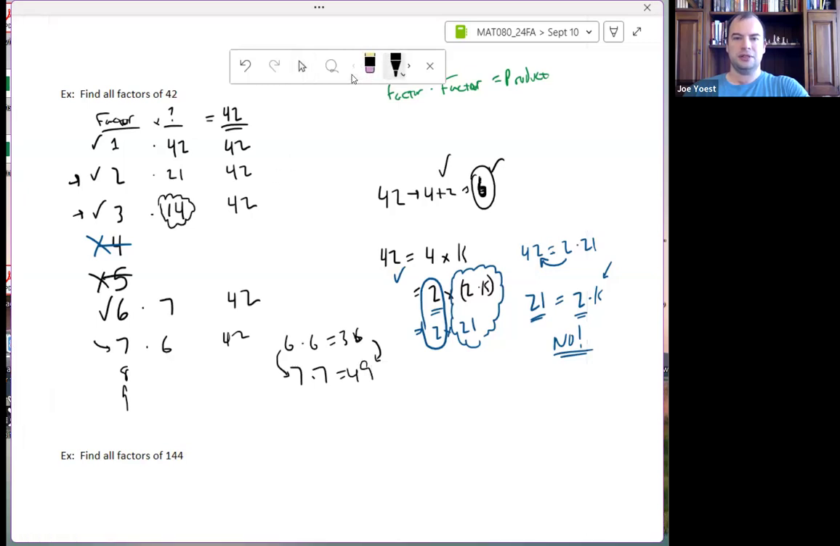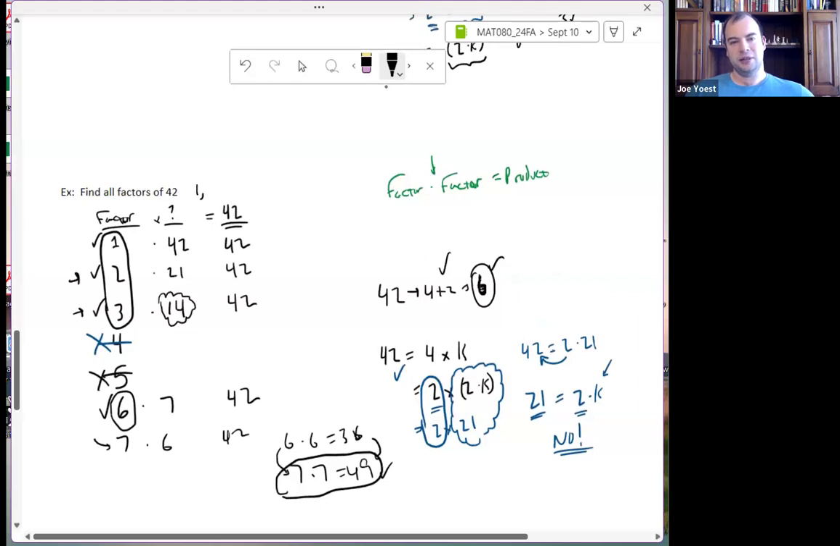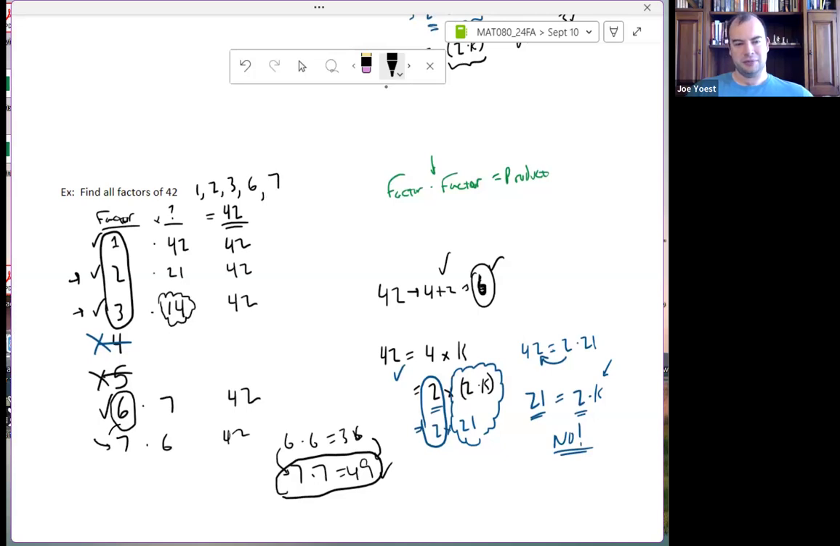So in this case, I got up to the number 7. 7 times itself is the first number that surpasses 42. 7 times 7 is 49. So I check it. I don't get anything new. So this is my list of factors. So find all factors of 42. They are 1, 2, 3, 6, and 7. And I circle 7.